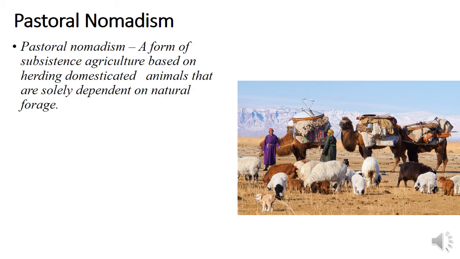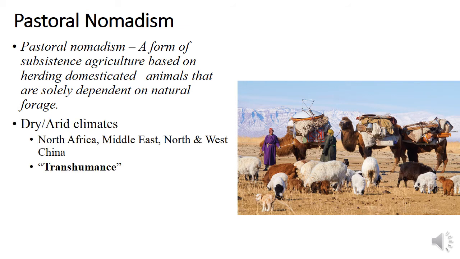The vocab word I've given you for pastoral nomadism: pastoral like a pasture, nomad like somebody that moves around, right, is a form of subsistence agriculture based on herding domesticated animals that are solely dependent on natural forage, right? They're eating the natural landscape. They're grazing in open fields. They're not being fed in a feedlot or on a farm, grown alfalfa or things like that.